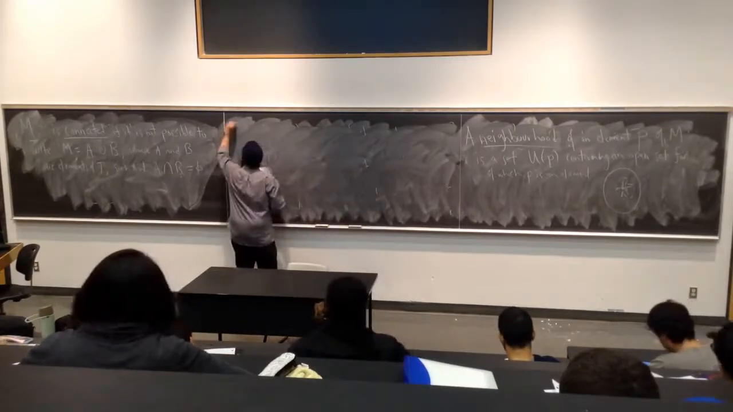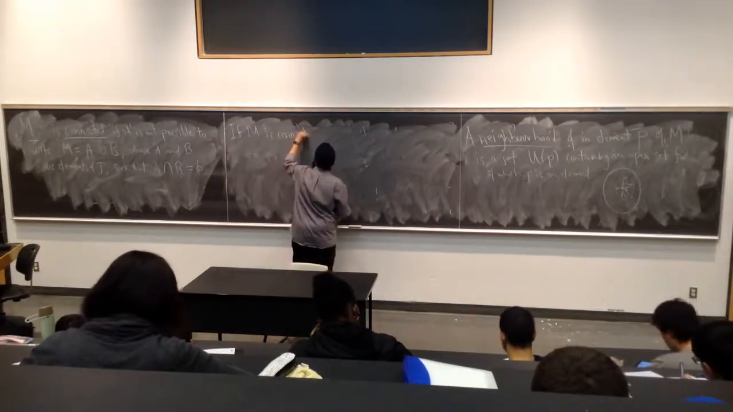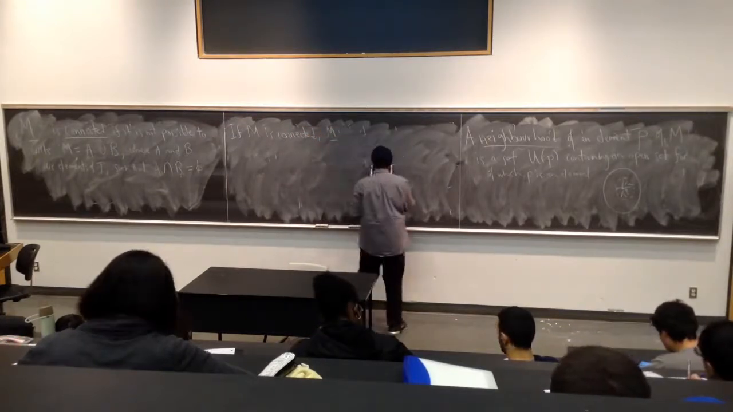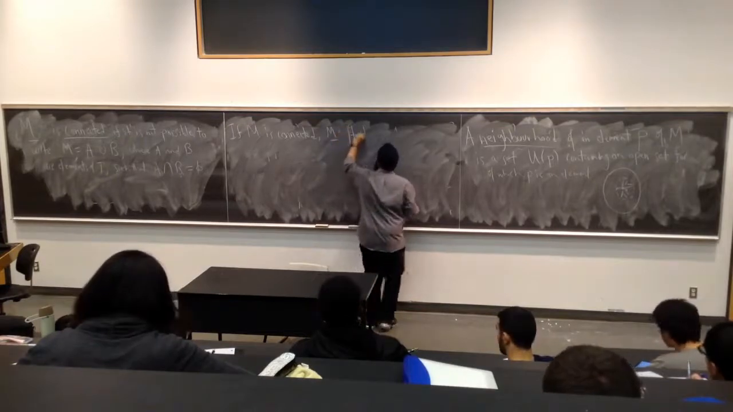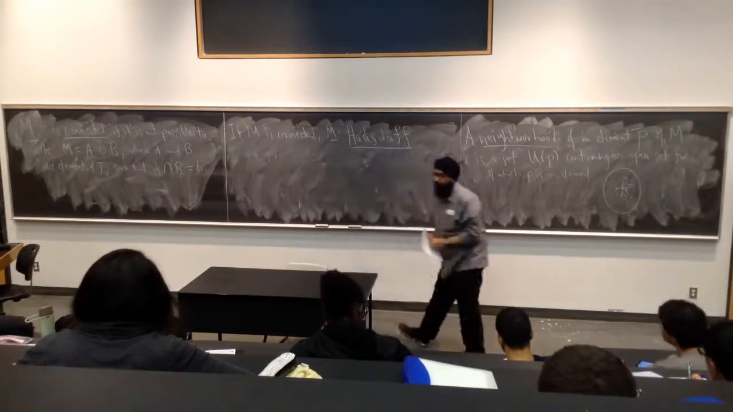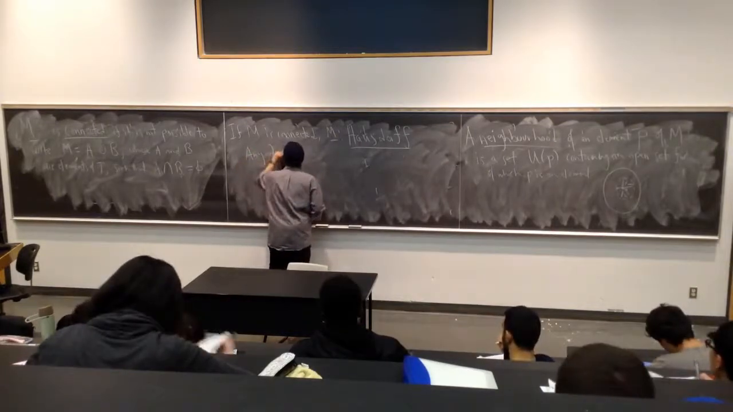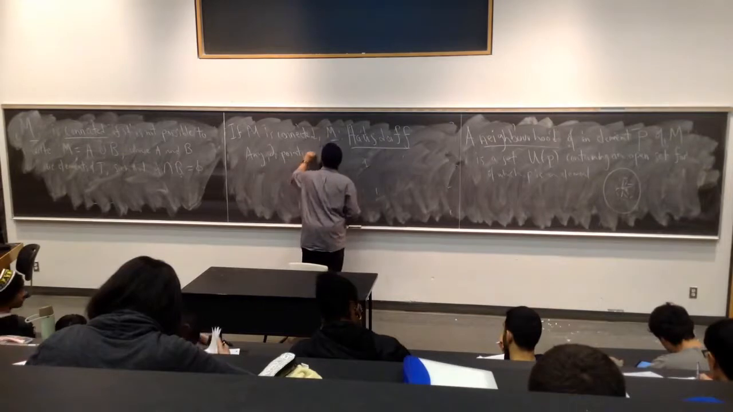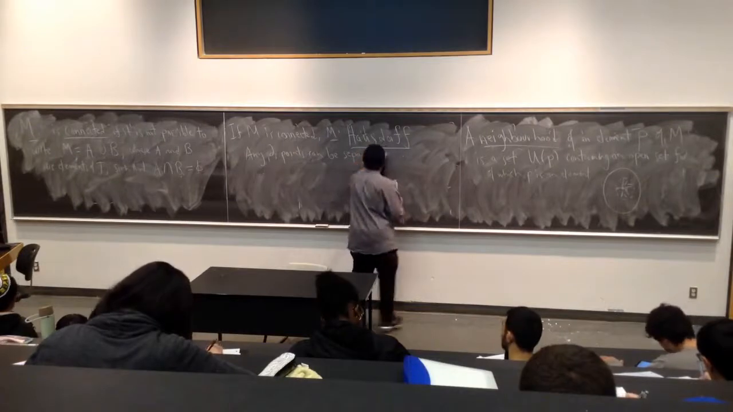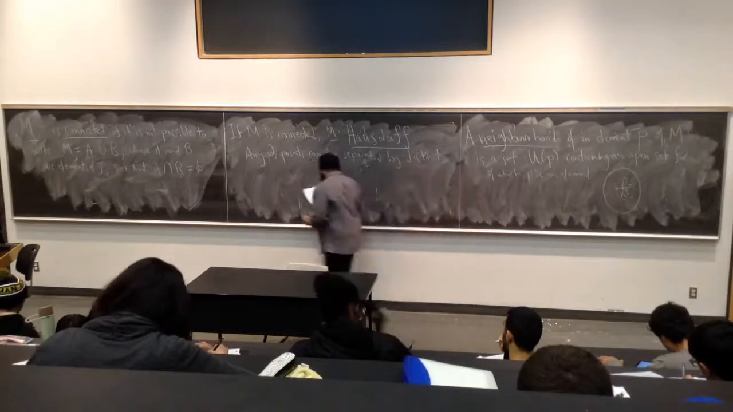So, if M is connected, then we can say that M is called what we call a special name, Hausdorff. And what that means is, if your manifold is Hausdorff, what that means is that any two points can be separated by distinct neighborhoods.